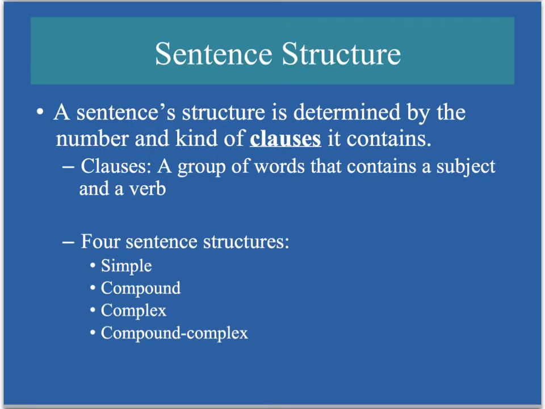There are 4 kinds of sentence structure: simple, compound, complex, and compound complex. To understand what kind of sentence structure you're dealing with, you need to look at the number and kind of clauses it contains. So to review from yesterday's lesson, let's remember that clauses are a group of words that contain a subject and a verb.